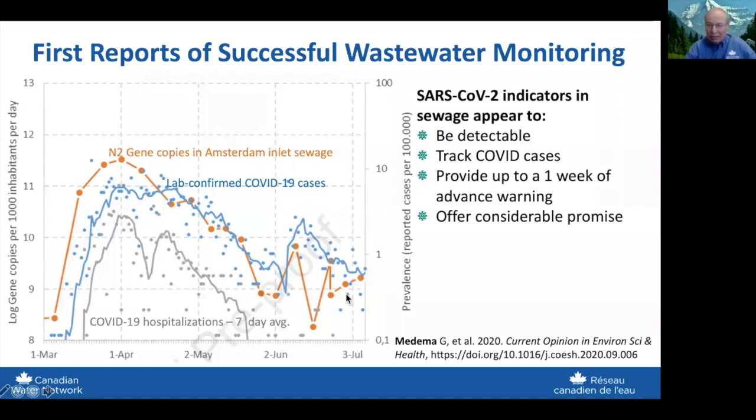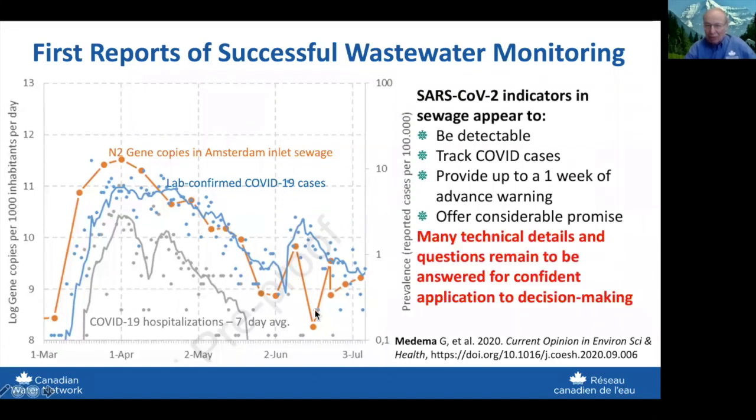So with that offer of considerable potential, a lot of people have hopped on board, and part of the presentation here today is to point out that there are still a lot of technical questions that remain unanswered that will need to be dealt with.